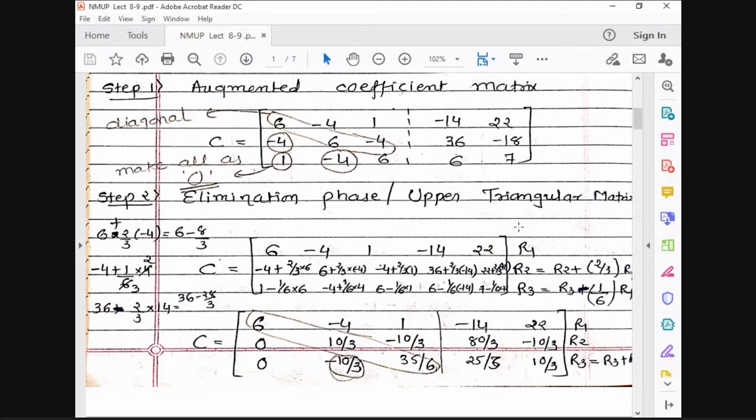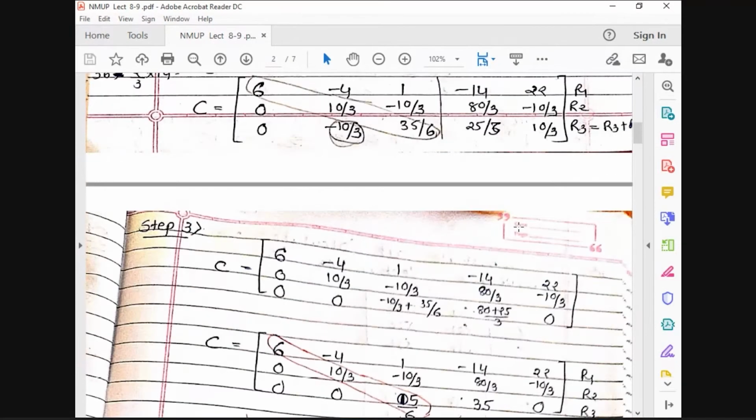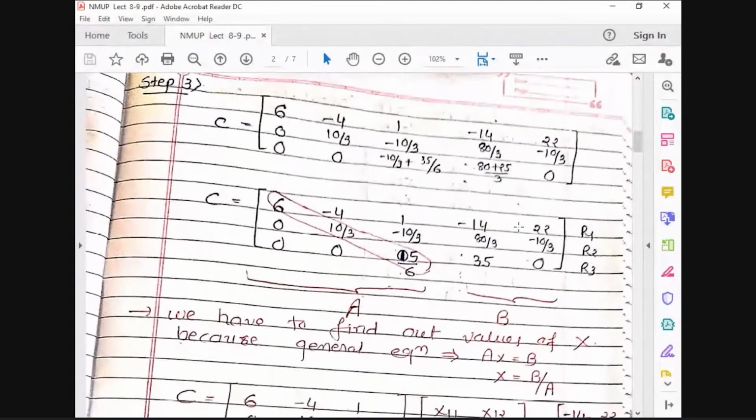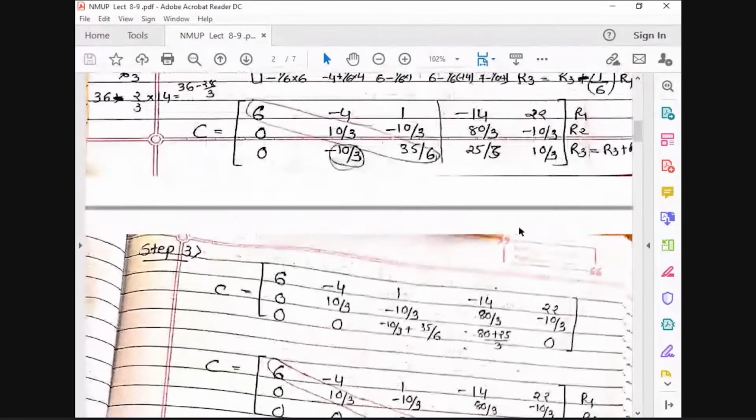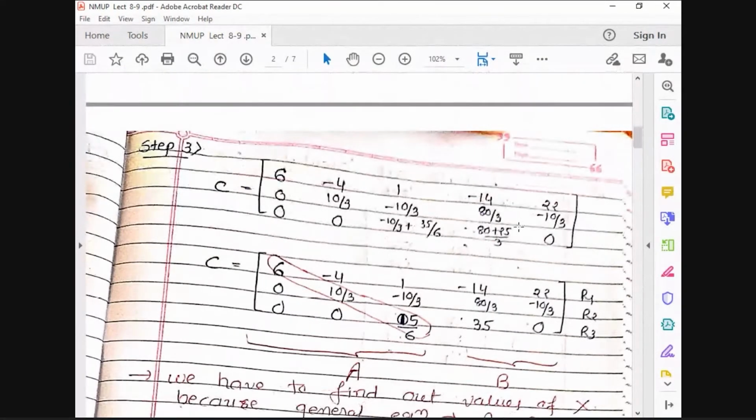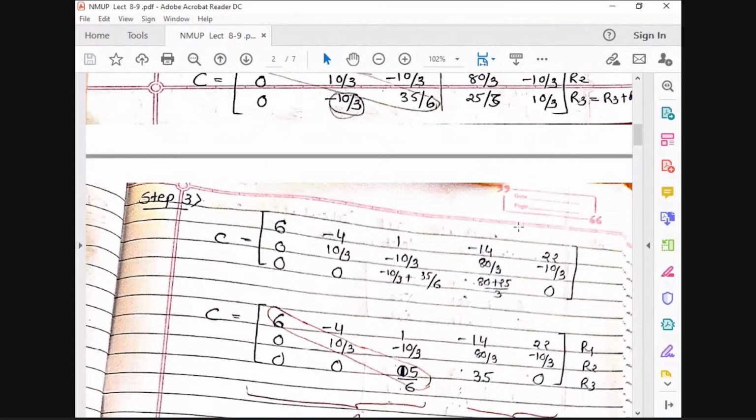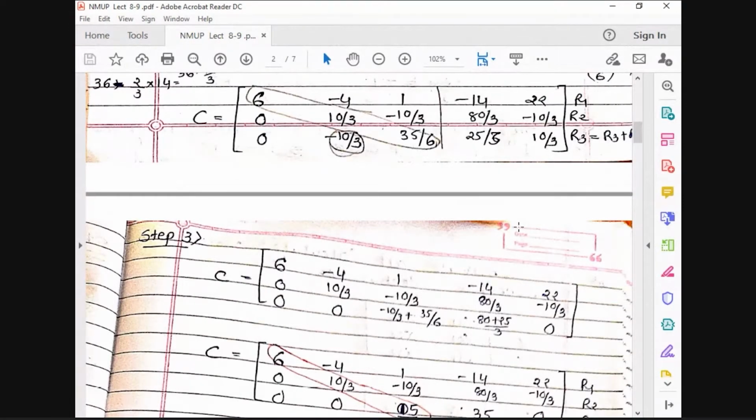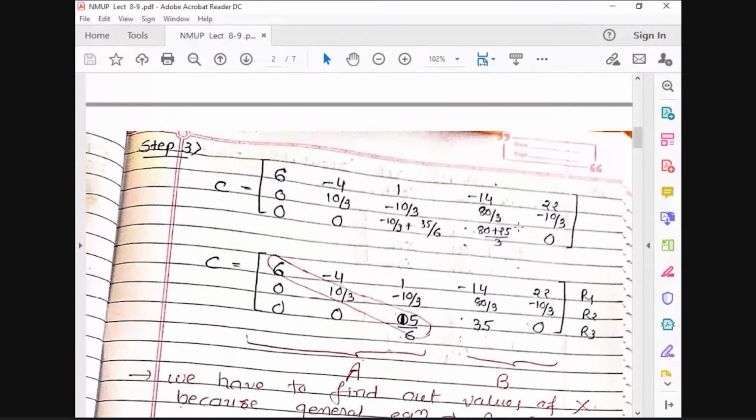The same steps that we have followed, just like the Gauss elimination method. First of all, we have prepared the augmented coefficient matrix. In the second step, we are trying to solve this matrix with the help of this upper triangular form. And then in the next step, I have to make one more element equal to 0, which is -10 by 3. For that, I have done R2 plus R3. And with the help of that, I got this final augmented matrix.